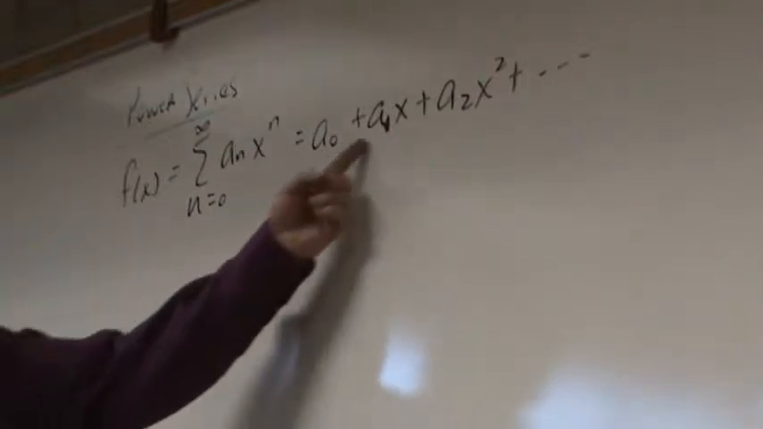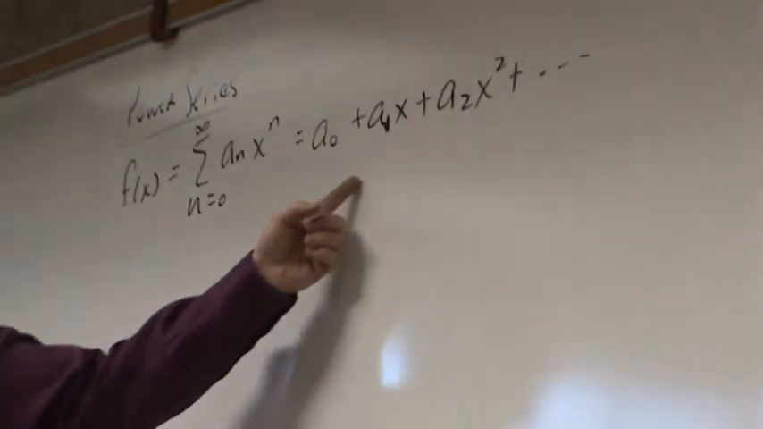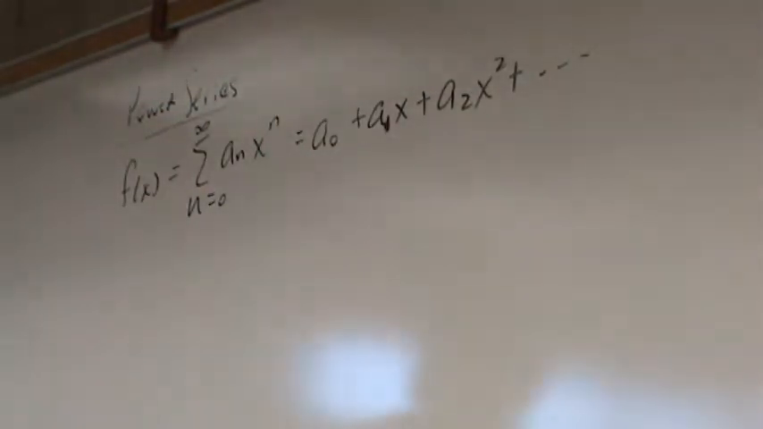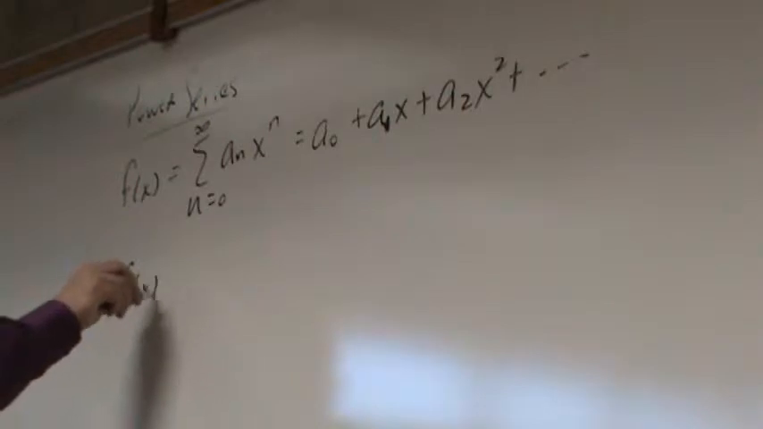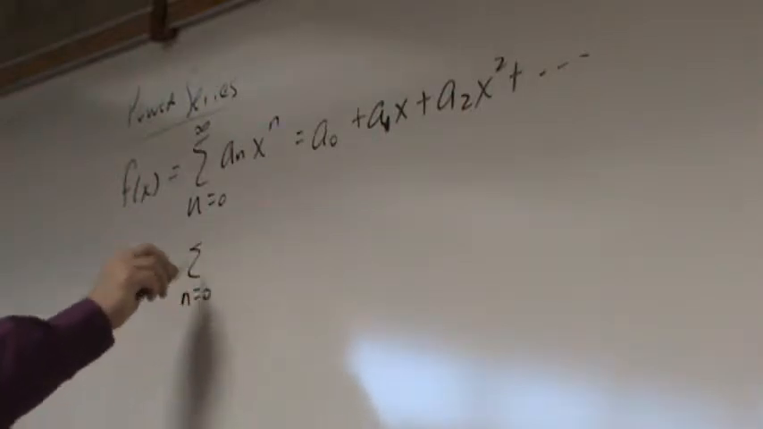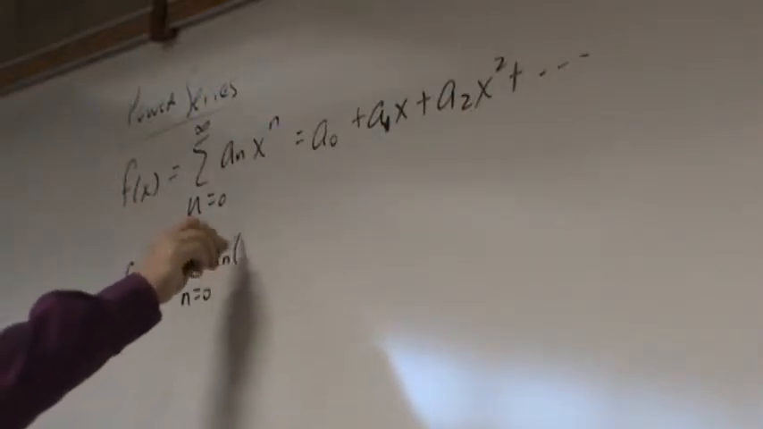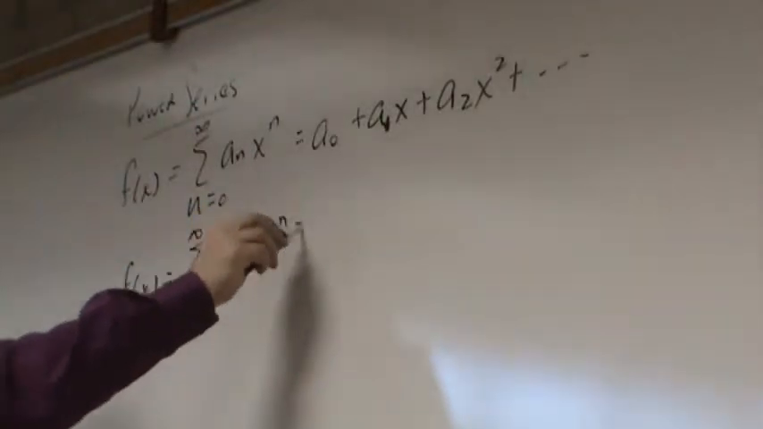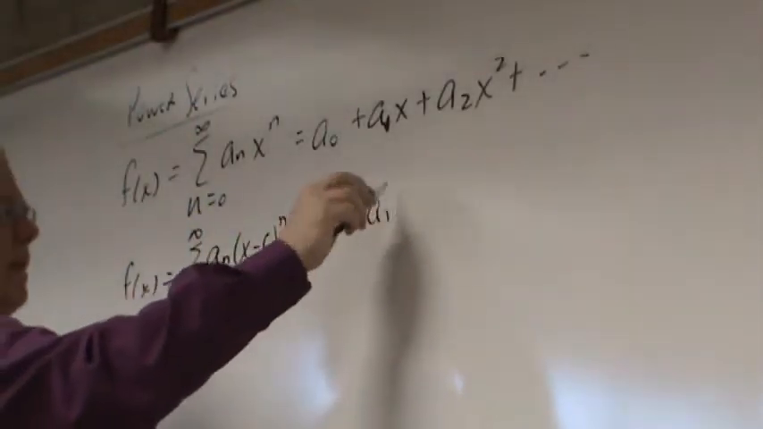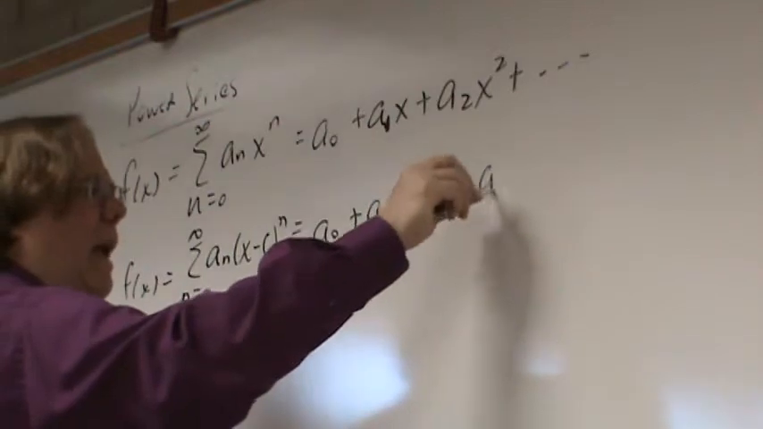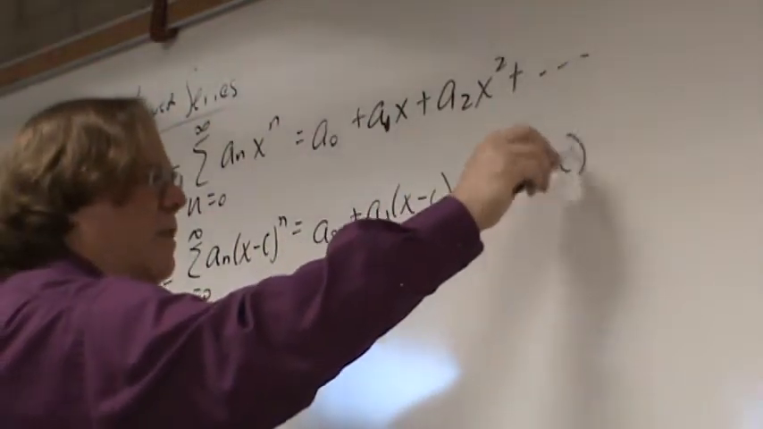Also, I want to remind you that this power series, you tell me, where is it centered? Zero. Yeah, this is centered at 0. You can also have power series that aren't centered at 0, that are centered somewhere else. Then it would be a sub n times x minus c to the n power. So you get a naught plus a1 times x minus c plus a2 times x minus c squared plus dot dot dot.